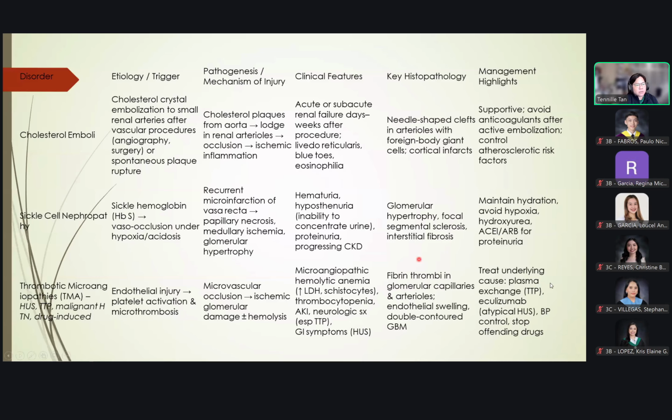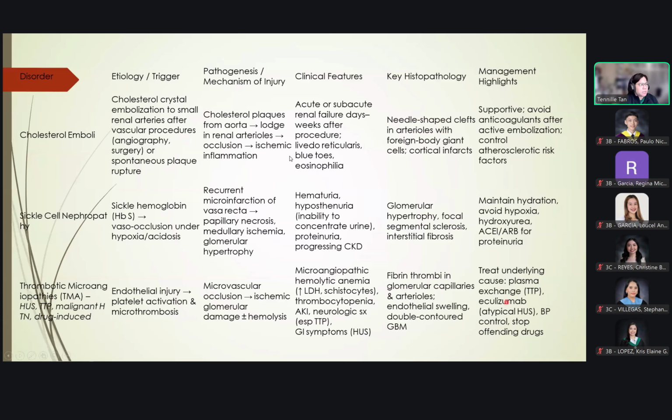So you want to treat the underlying cause. If a patient has TTP, you might give plasma exchange. Patients with atypical HUS, you can give eculizumab. And of course, you have to give BP control and stop any offending drugs that might be causing the patient's condition.